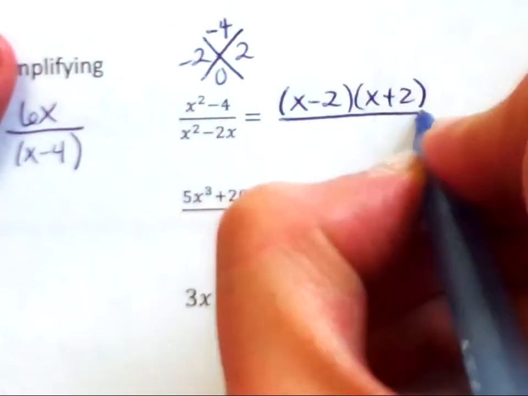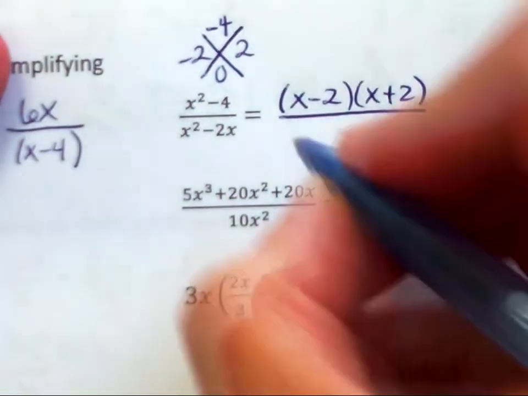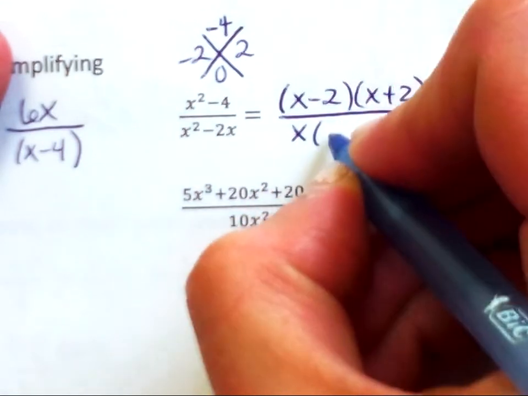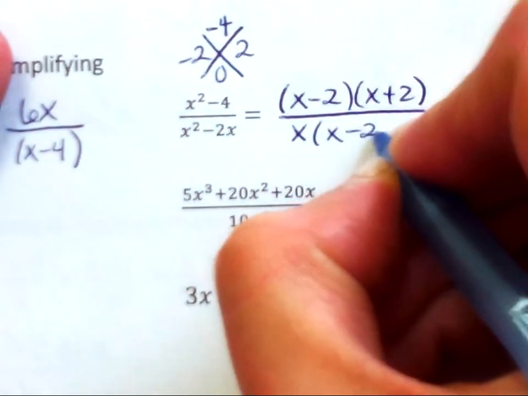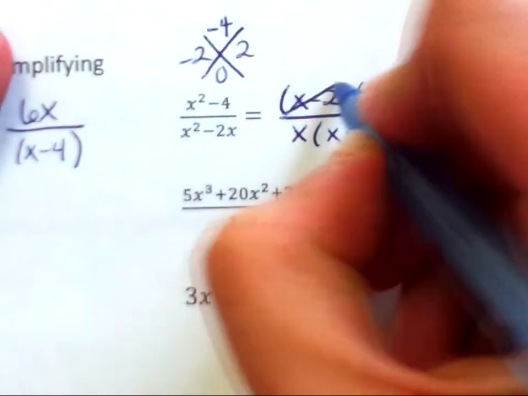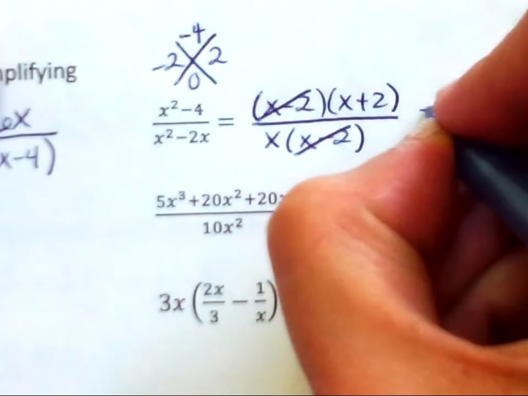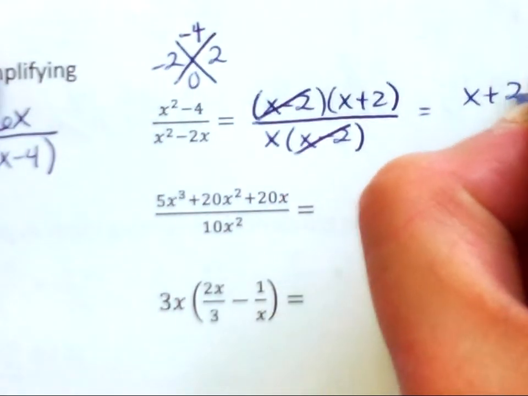And then in the bottom, we have a GCF of x. So this would factor to x times x minus 2. Then we can cross out the x minus 2 factor, and we have x plus 2 over x.